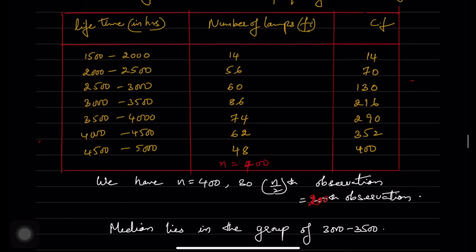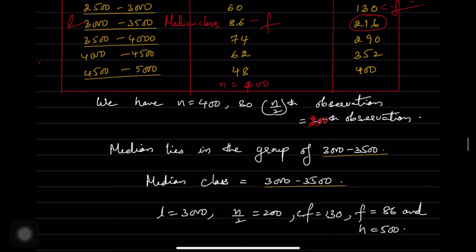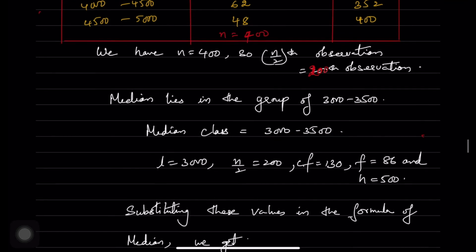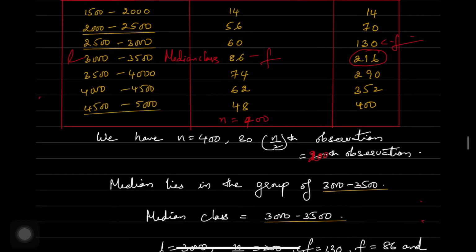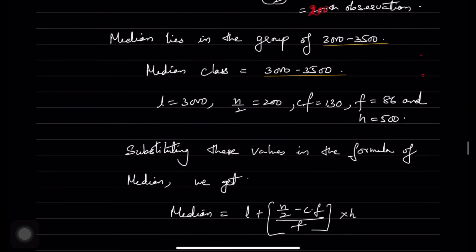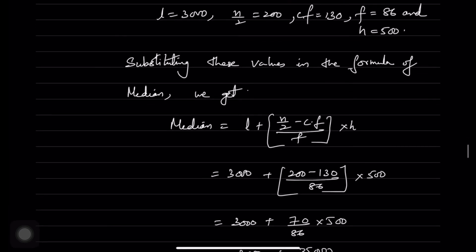So now here 200, a value just greater than 200 is nothing but 216. So this is called the median class for us. This is the frequency, this is the cumulative frequency, and this is L. So now you have got all of them which you have to use in the median class formula. Just substitute in that. You're having the median class as 3000 to 3500. So L is equal to 3000, N by 2 is 200, CF is 130, F is 86, and H is 500. So we got all these values, isn't it? Now just plug in these values.